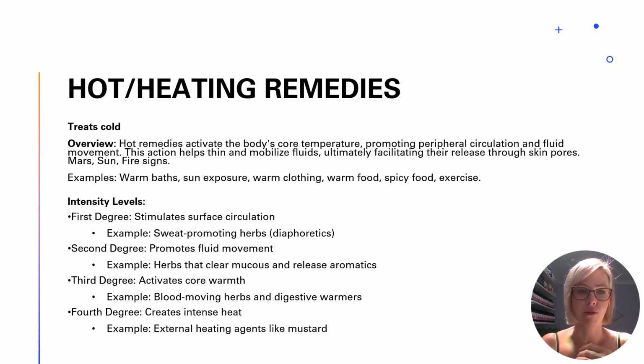You can see intensity level, first degree, stimulates surface circulation. So sweat promoting herbs, diaphoretics, that's a first degree heating. Second degree heating is a bit more heating. It promotes fluid movement, so herbs that clear mucus and release aromatics. Third degree, even warmer, activates core warmth. So we're getting deeper and deeper into the body. Blood moving herbs and digestive warmers. Think ginger. Fourth degree creates intense heat. So external heating agents like mustard, things like a rubefacient, something that's really quite hot.